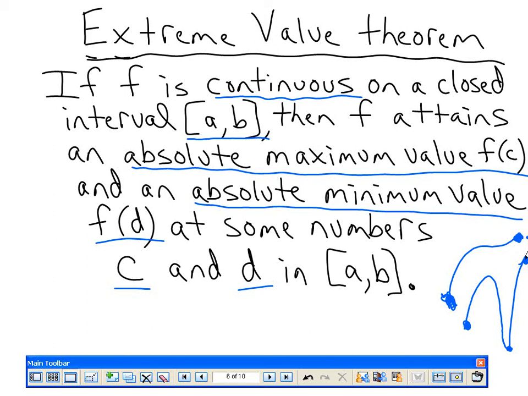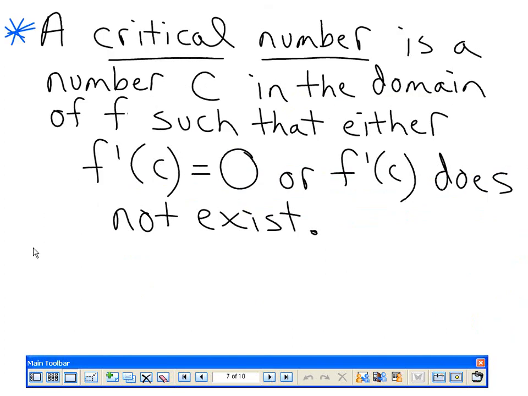It doesn't help us. This theorem doesn't help us find anything. It just tells us that it exists. All right. Now we start getting into things that help us find the max and mins.